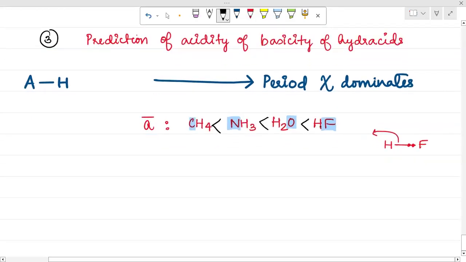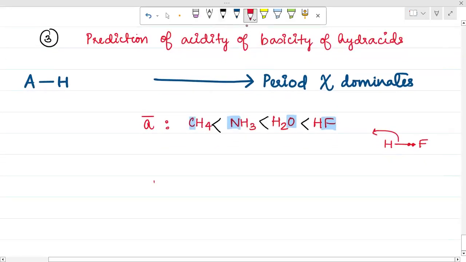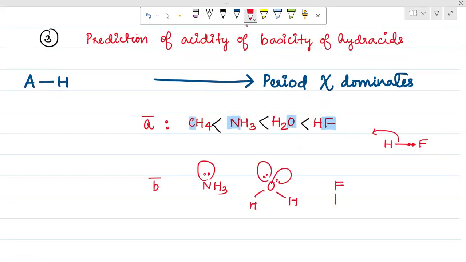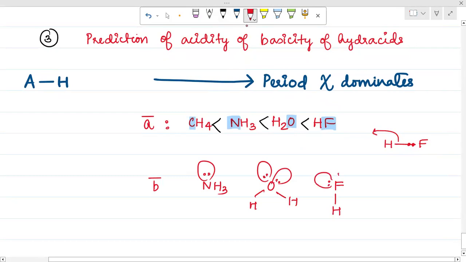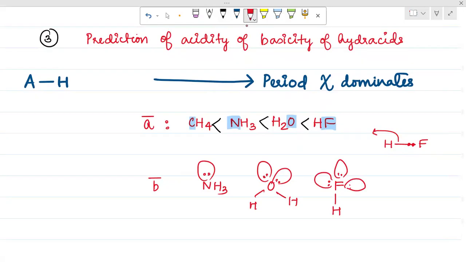Okay. The same thing with basicity. If I have to write the basicity, let's say for NH3, which has got a lone pair of electrons, water, which has got two lone pairs of electrons. Don't think that because you have two lone pairs of electrons it will readily donate. No. HF has got three lone pairs of electrons. Basicity is where you donate the lone pair of electrons, but F being highly electronegative won't give the lone pair of electrons and hence is least basic. Correct? This is the order of basicity.